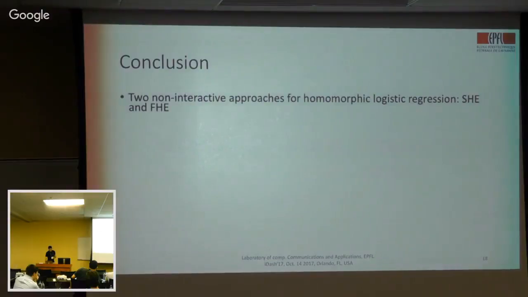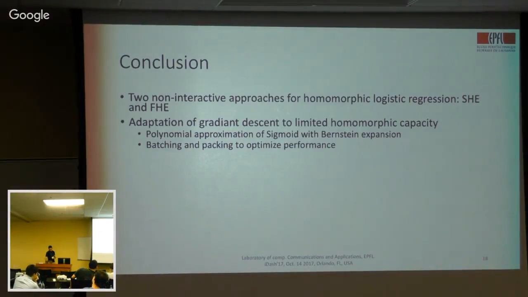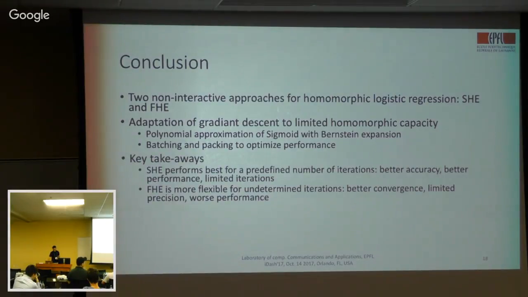So, in concluding, comparing these two non-interactive approaches, homomorphic logistic regression and the other approach, you can see that in order to have a feasible solution, we need to adapt the solution by doing a polynomial approximation of the sigmoid function, which we have done with the Bernstein expansion approach, and we need to apply packing and batching techniques in order to optimize performance and have something really feasible.